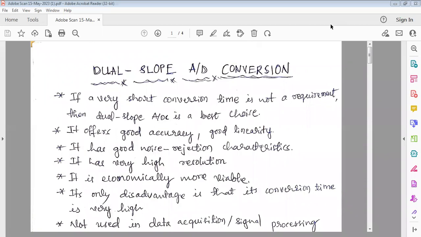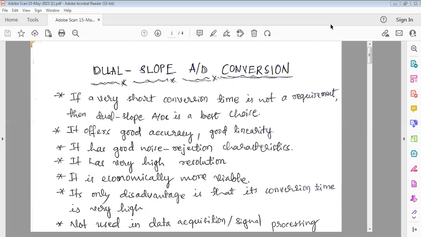Hello, student. Welcome back to this topic of digital electronics. And in this session, I am going to explain the design, the circuit diagram and the working of this dual slope analog to digital converter.